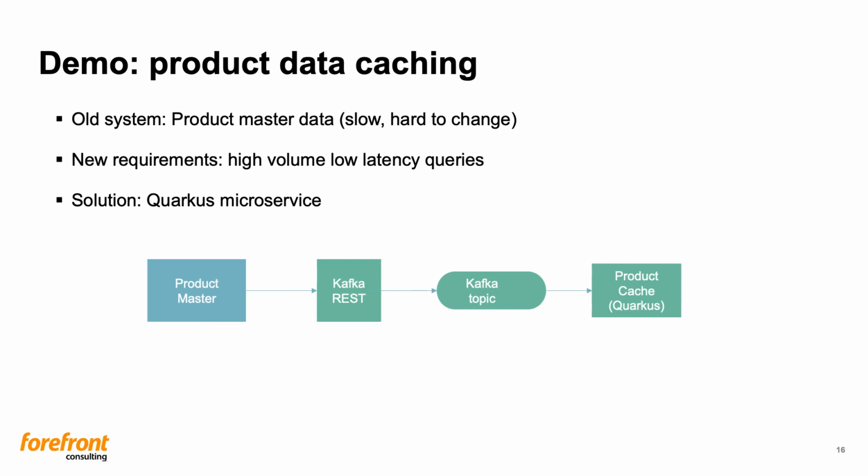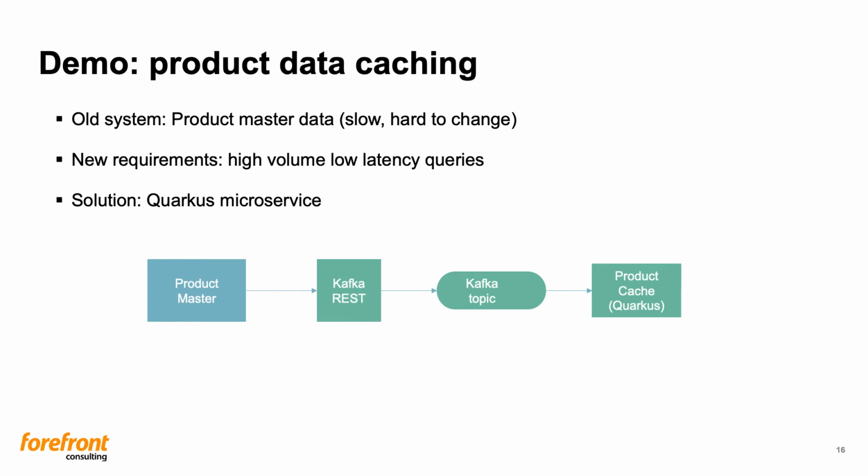So now we'll actually go into the meat of this part, which is a Quarkus demo based on a case which has this kind of theme of modernization with older systems in mind. So let's imagine we have this old product master data system, which might be a little bit slow to serve requests. It might be hard to change. And then you get some new requirements. You want to serve a high volume of requests with low latency. So in this scenario, we'll imagine a Quarkus microservice to implement a cache to solve this problem.